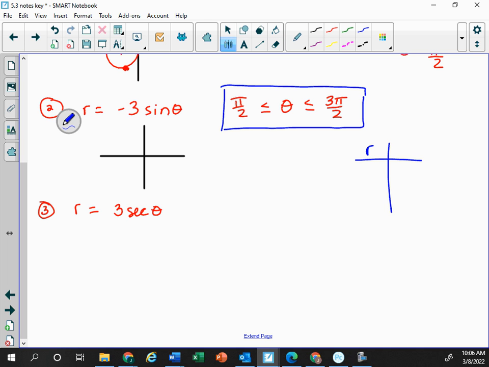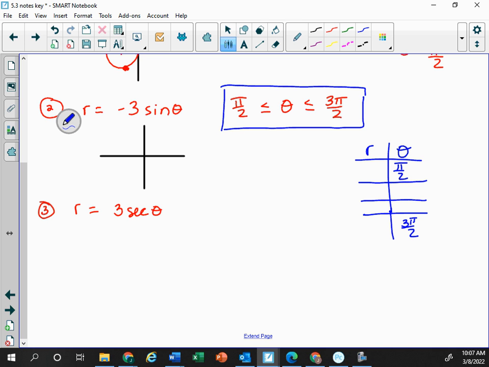So make a quick little table. I know I'm going to start with pi over 2. I know I'm going to end with 3 pi over 2. You might want to do 1 or 2 points in the middle. It's up to you and how comfortable you feel graphing it. I'll probably do 2 this time.